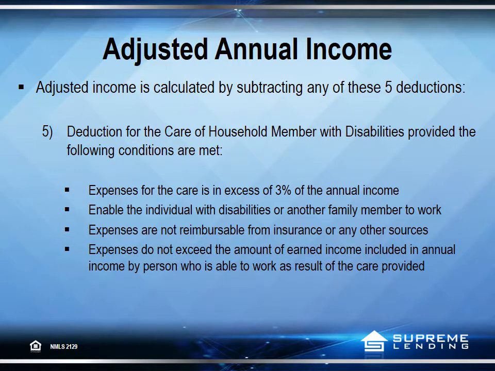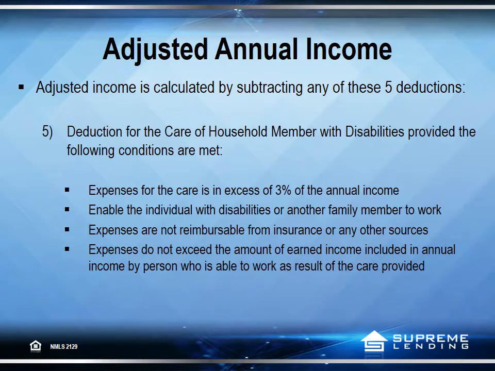Number 5, deduction for the care of household member with disabilities, provided the following conditions are met. Expenses for the care is in excess of 3% of the annual income. Enable the individual with disabilities or another family member to work. Expenses are not reimbursable from insurance or any other sources. And expenses do not exceed the amount of earned income included in annual income by a person who is able to work as the result of the care provided.